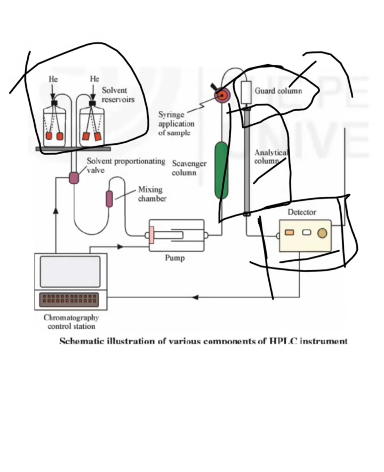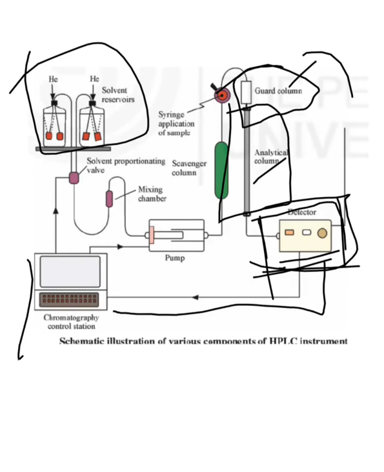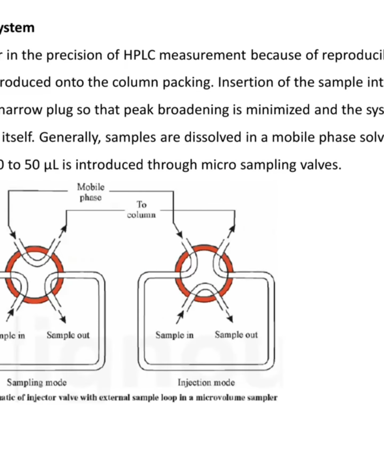So the solutes which are present in the column are eluted, and those concentrations are detected by the detectors, and the signals are passed to the control station, where they will be converted into the chromatogram, and you can see the different peaks for different molecules. So next is the sample injection system.